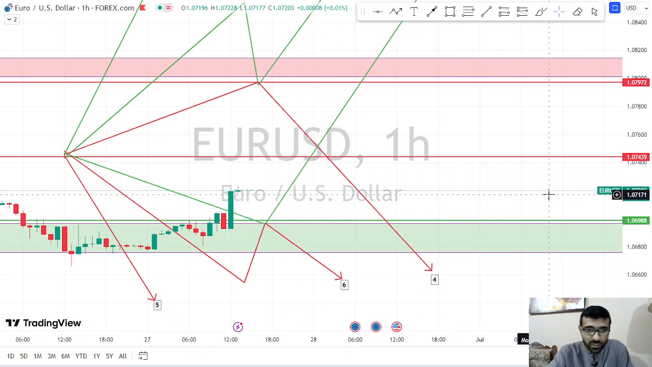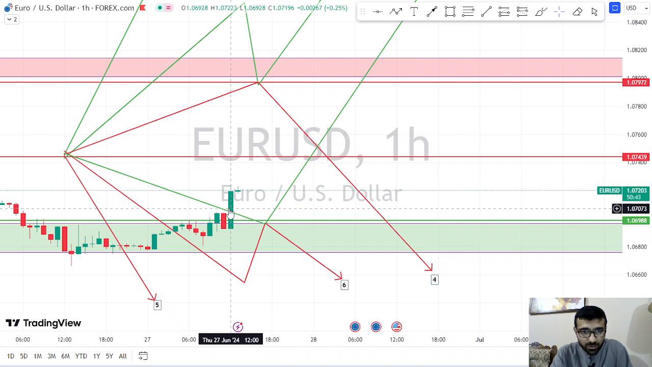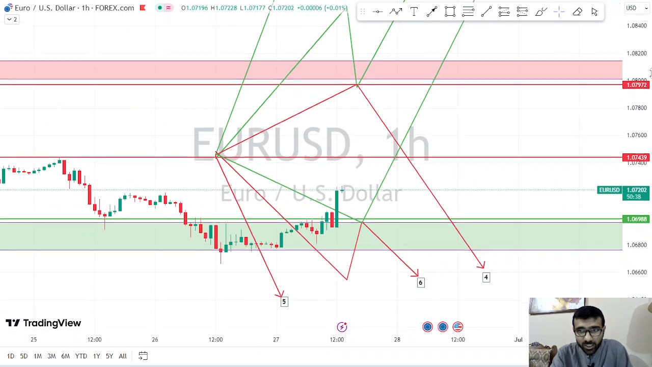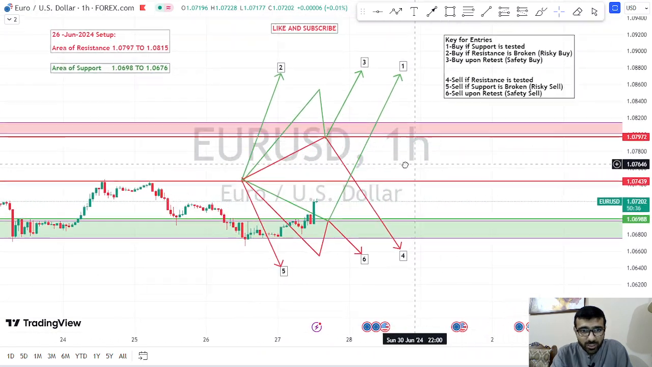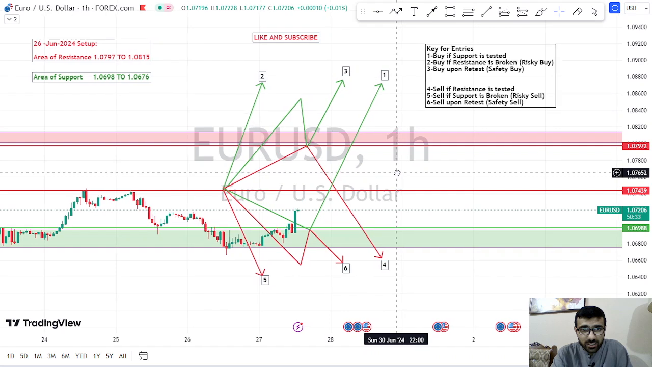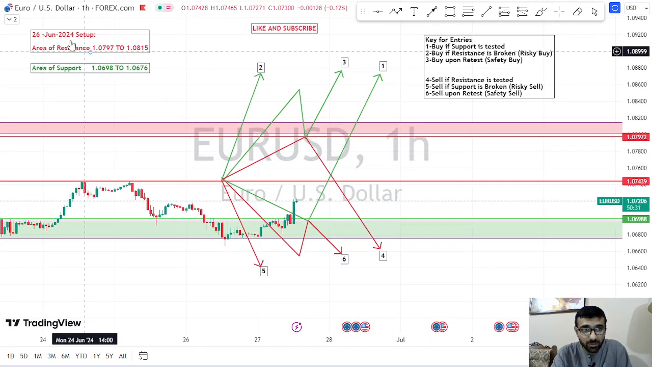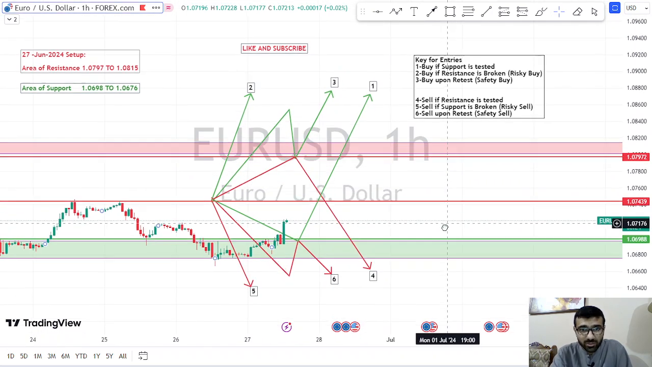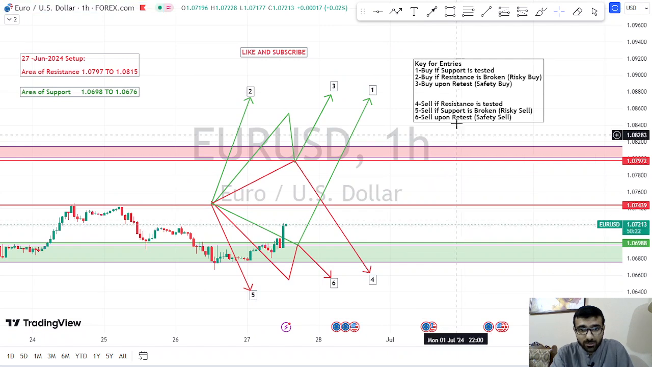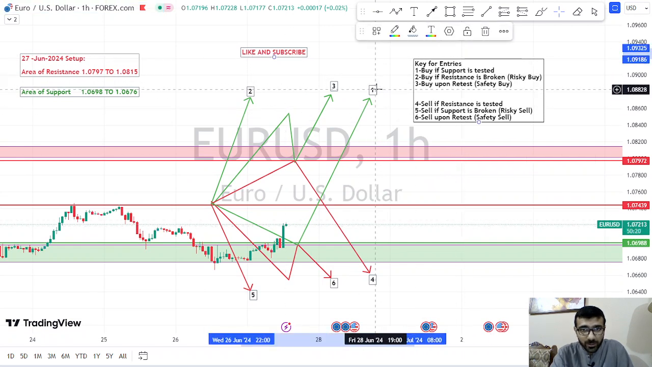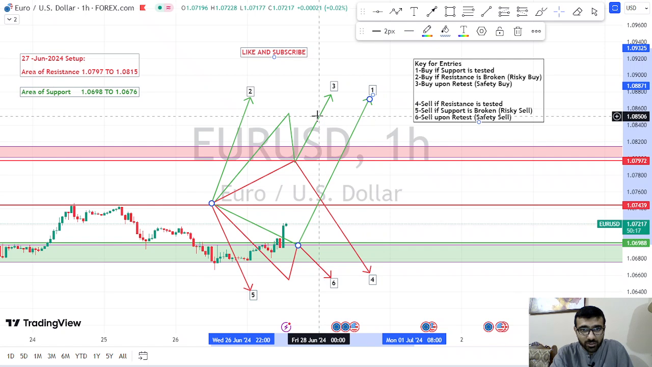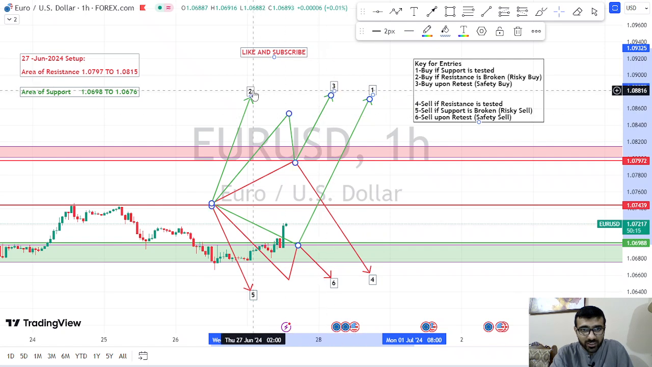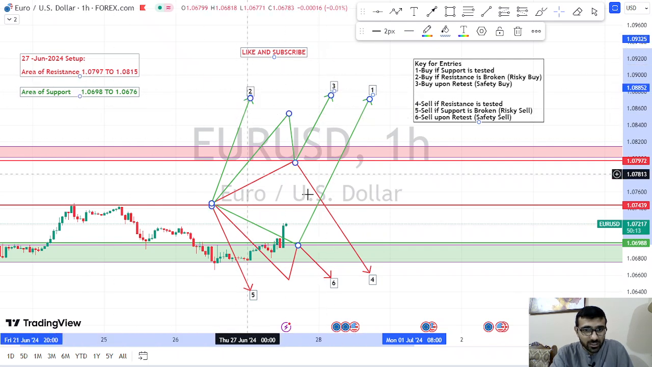This trade would very well still be running, and we can also take a buying entry after this closing from here, and that trade would also still be running. But we are still bearish in this Euro USD pair, and our preference would be to sit on the selling side of the market rather than the buying side. Today it is 27th of June. The areas of resistance and support have been respected beautifully, and I will move forward these scenarios accordingly, so you guys can take trades as per these scenarios.